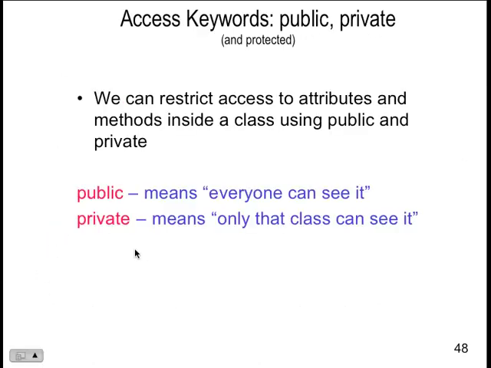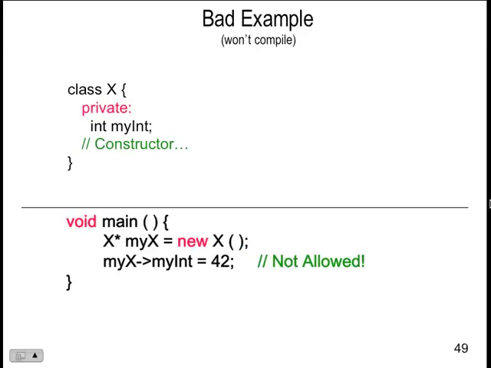So we have the access words, very similar to Java actually, public and private. So we can restrict the access to the attributes. Normally we make all of the attributes private, and we make all of the member functions public, so we can basically control who's changing those attributes. Public means everyone can see it. Private means only the class can see it.